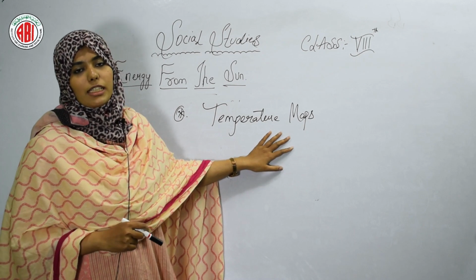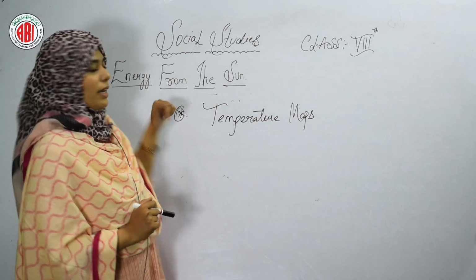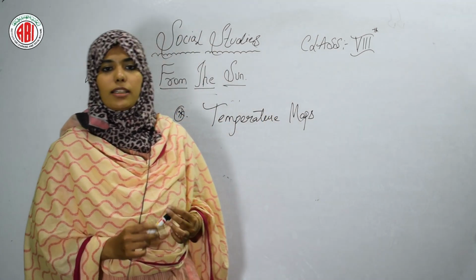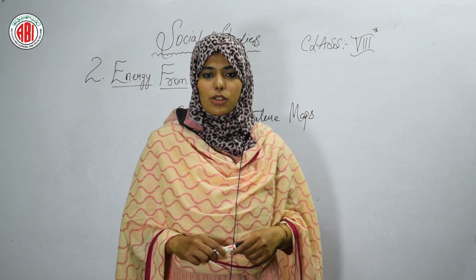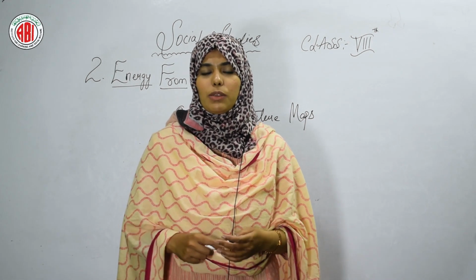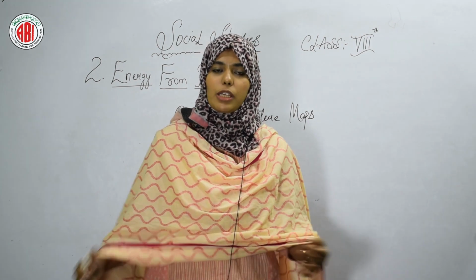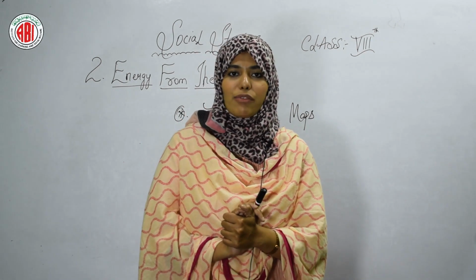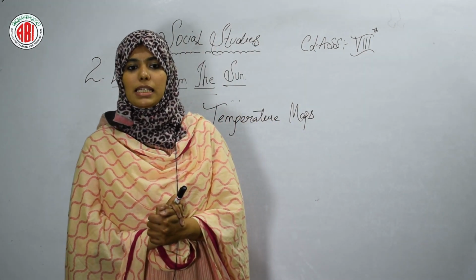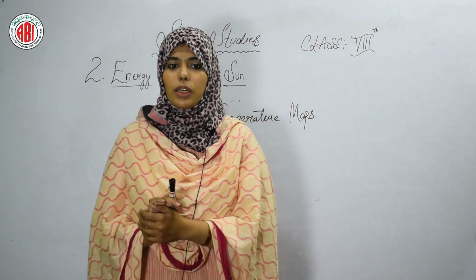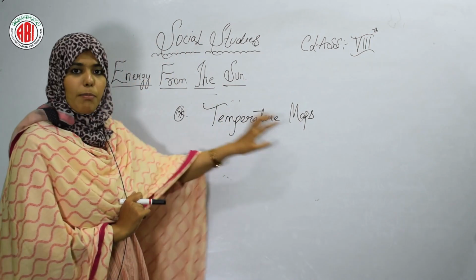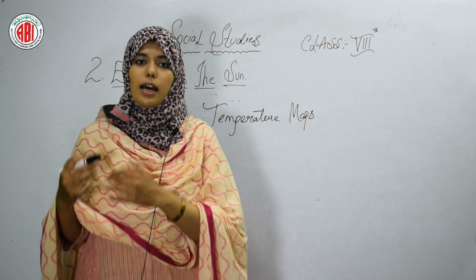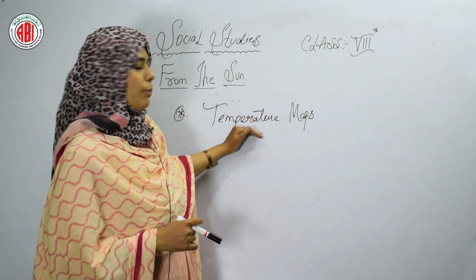So, this is the final topic of our second chapter, which is energy from the sun. This is the last subtopic. India is a vast sprawling country and the temperature varies in its different regions. So, India is a very vast subcontinent sprawling in an irregular way. So, the temperature is also completely different in different regions and places, as we know. If you want to find out which places are hotter and which places are cooler, we can use temperature maps. Okay, children. So, if you want to know which places are hotter and which are cooler, you can go through the temperature maps.